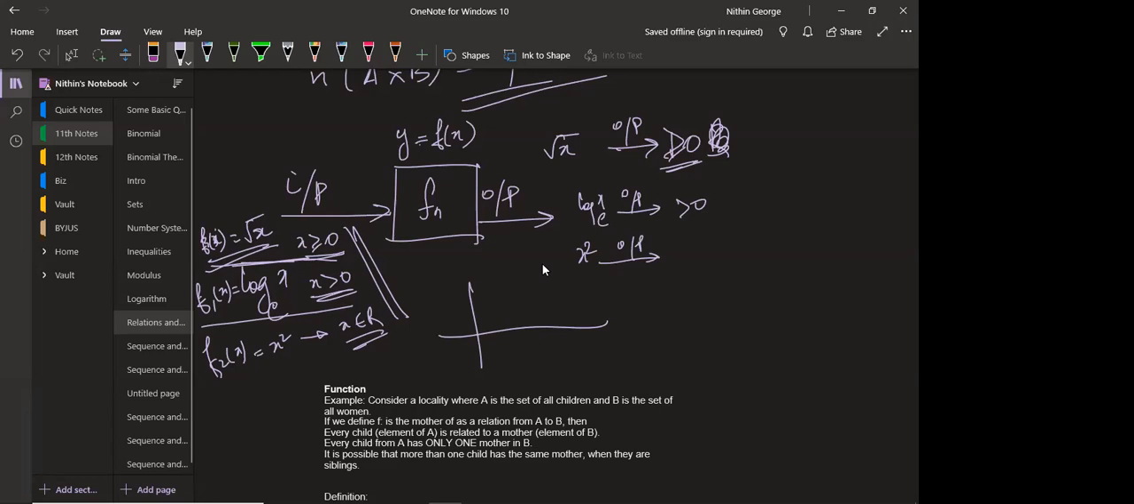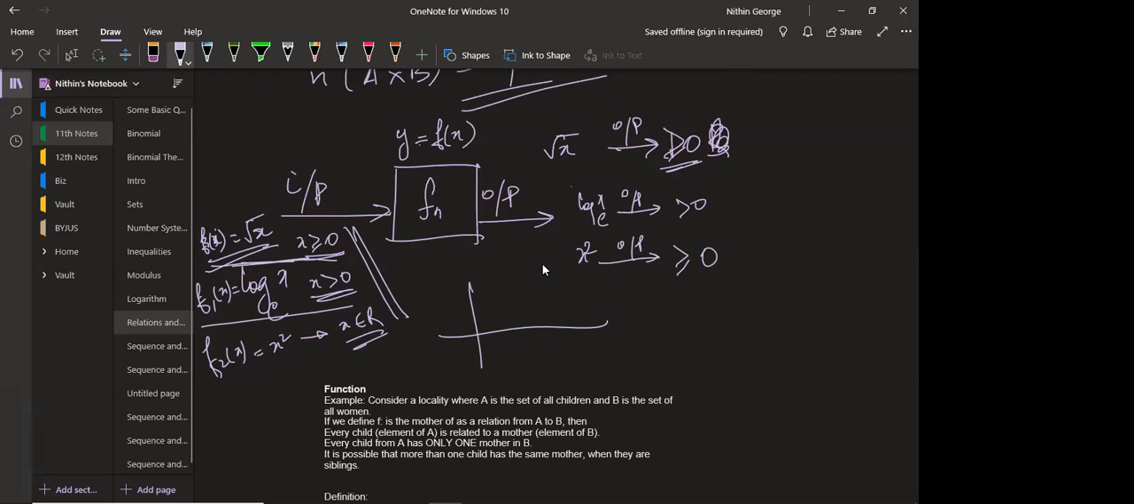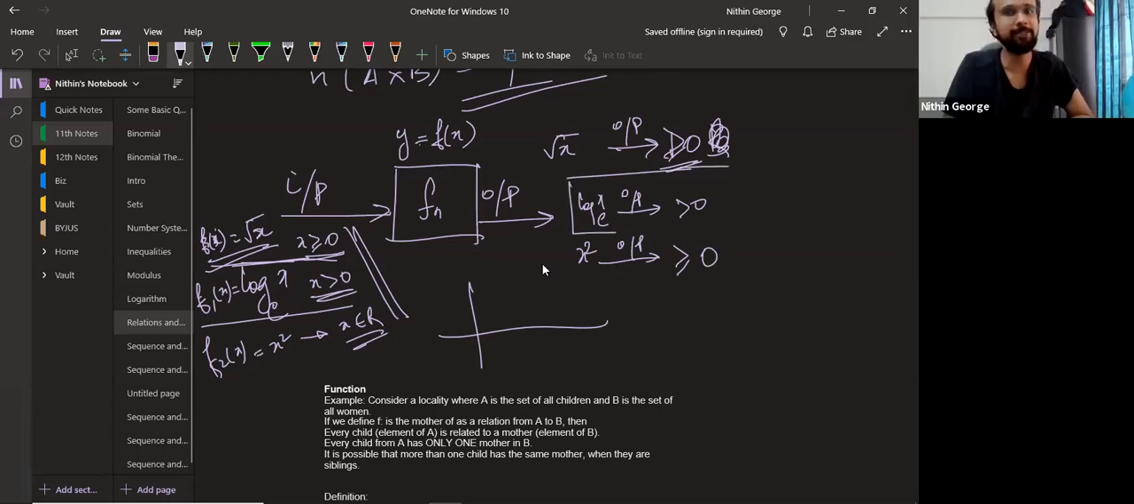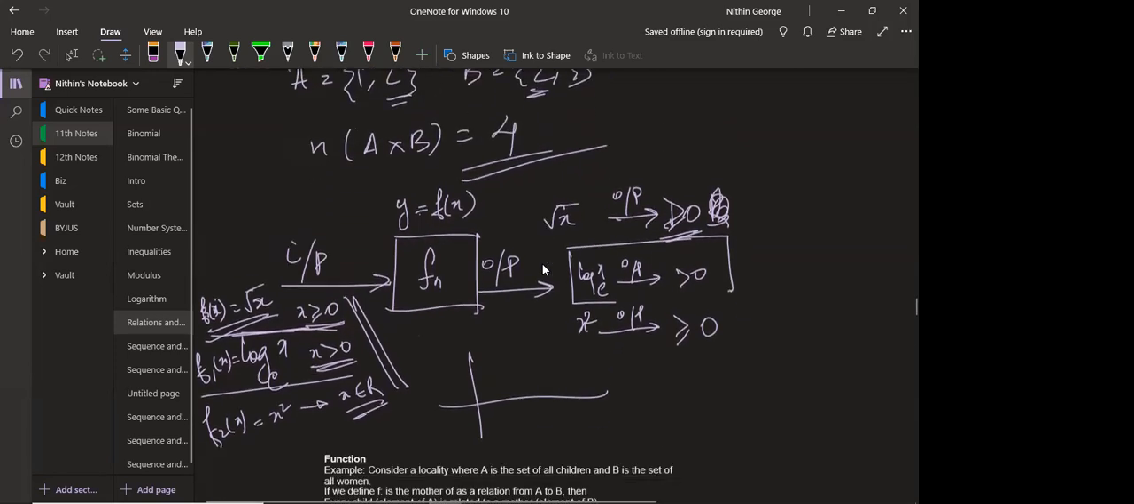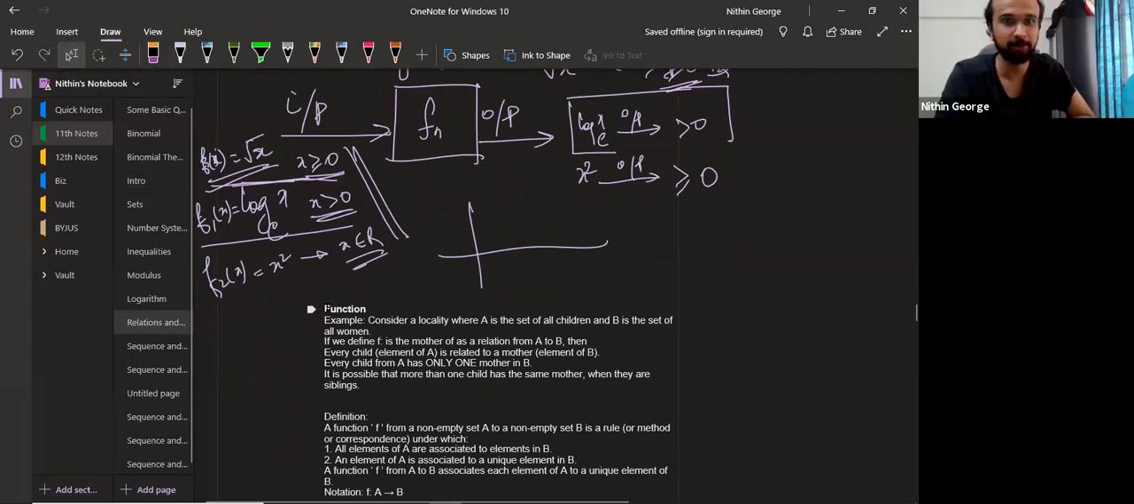Greater than 0. Greater than or equal to 0. 0 square also, don't forget. Okay, so there's one mistake here. Log x to the base e. What happened here? So the range is all real numbers, right? Exactly. Range is all real numbers.